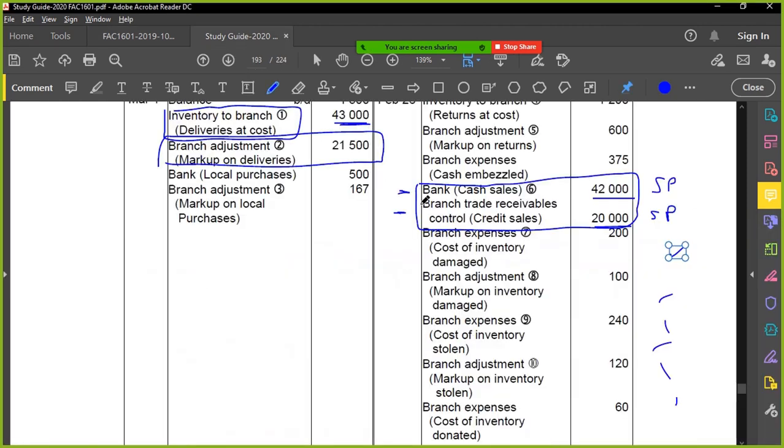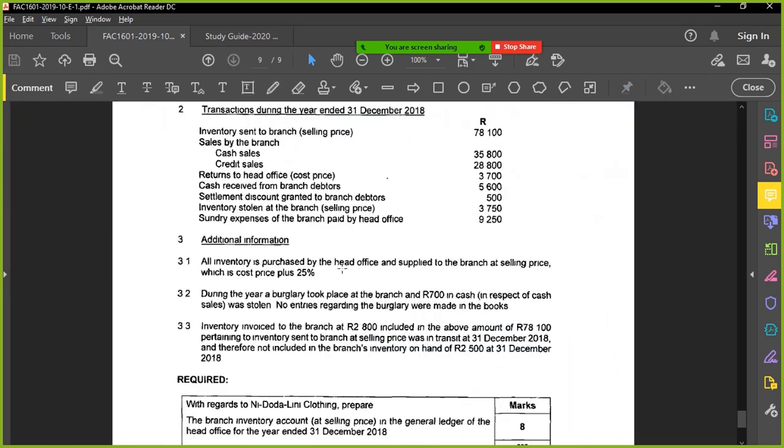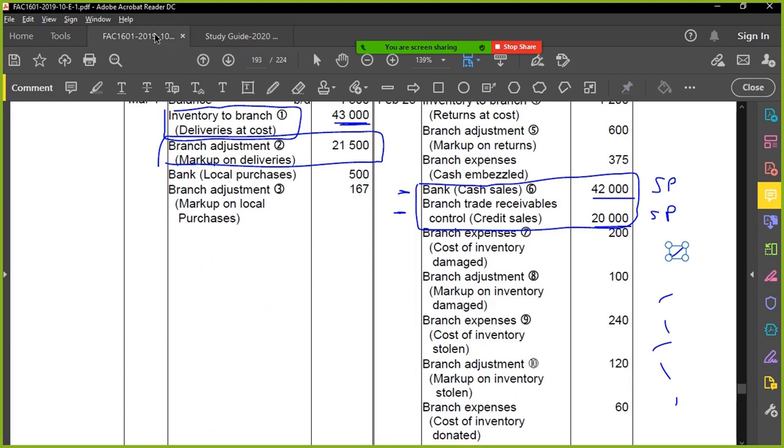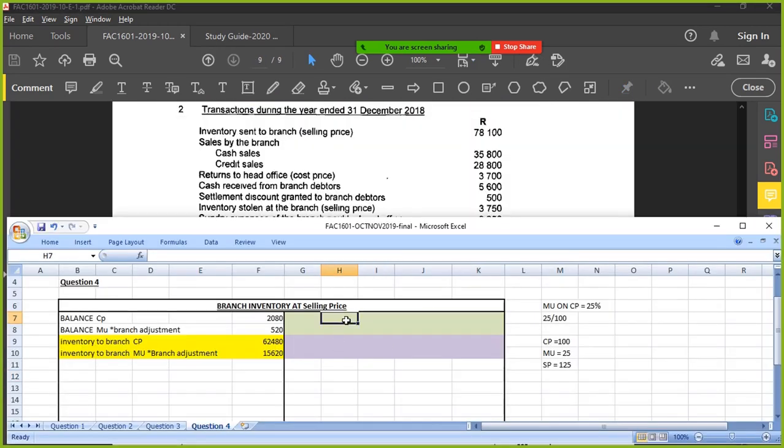Let me just see the bank. Yeah, bank is normal bank. They don't identify it as head office or branch. So let's just keep it as is. Sorry, wrong page. That page. There we go. So bank, asterisk, cost price, markup, ultimately in the branch adjustment accounts. And then you've got the branch debtors, obviously because it's credits. Asterisk cost price, and then you've got the same thing.